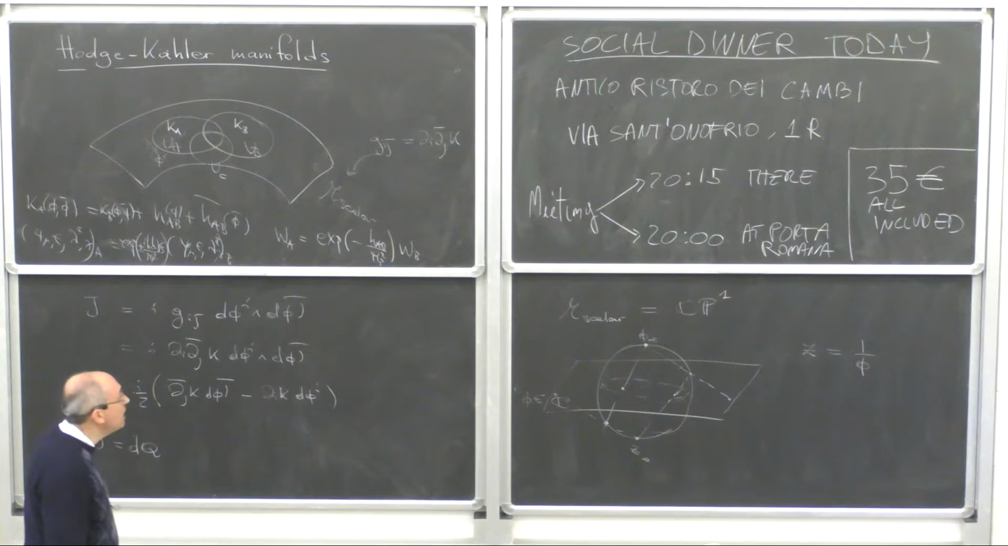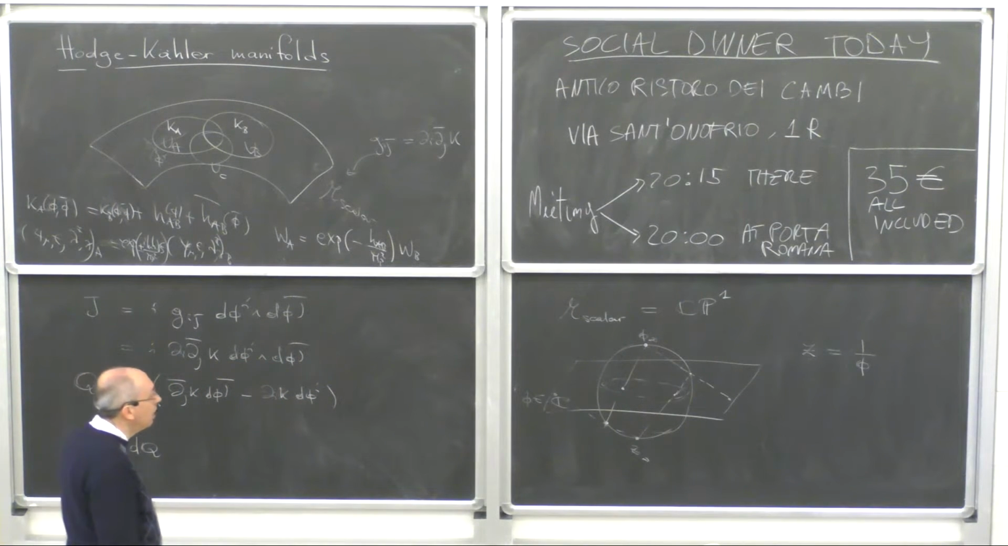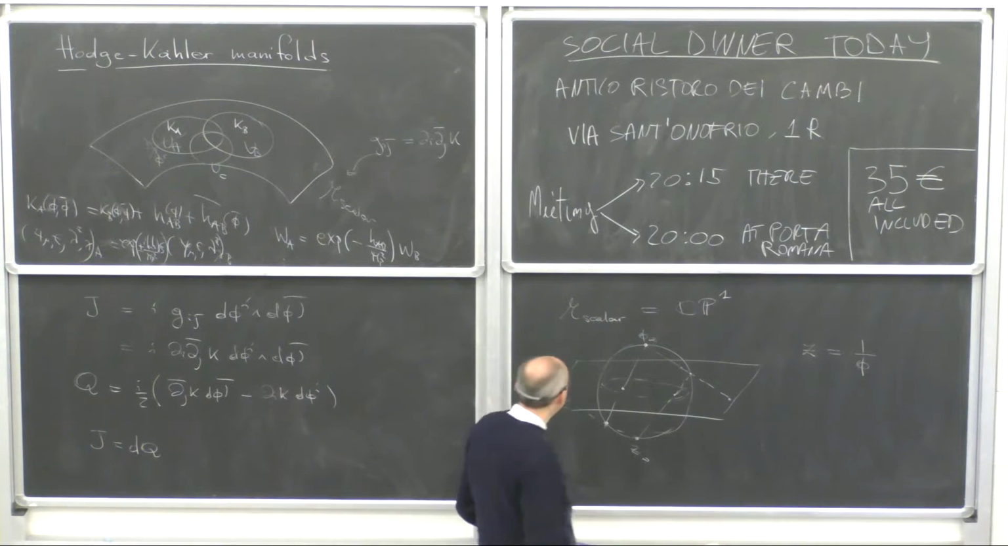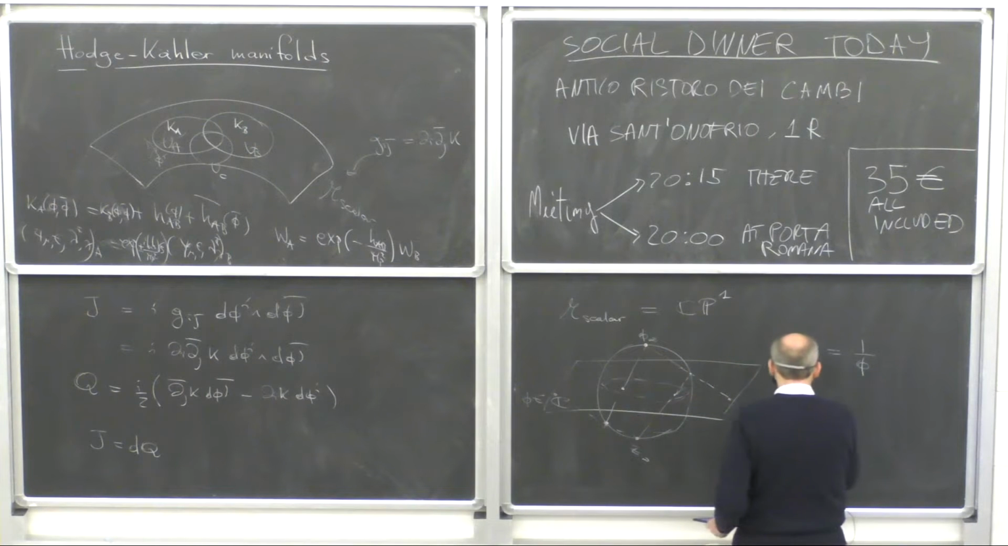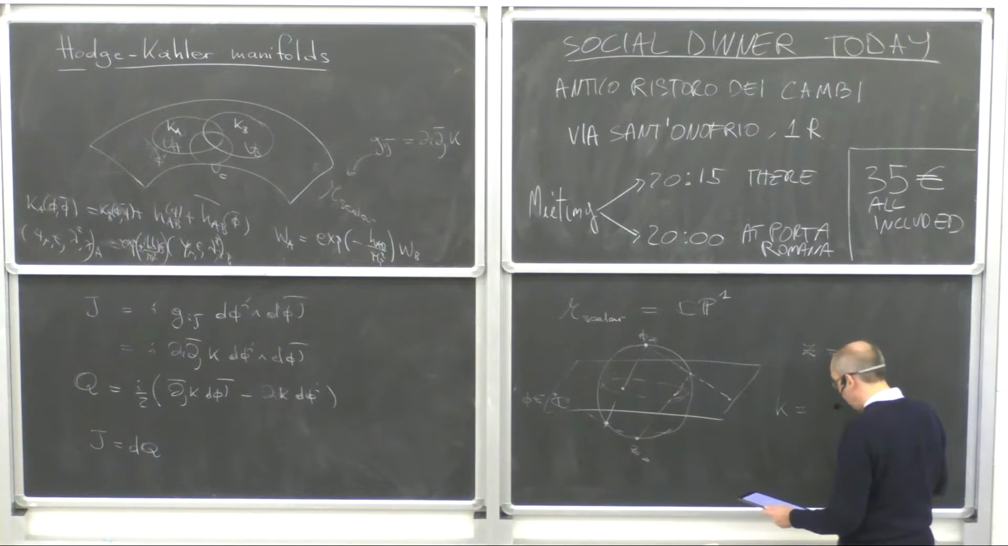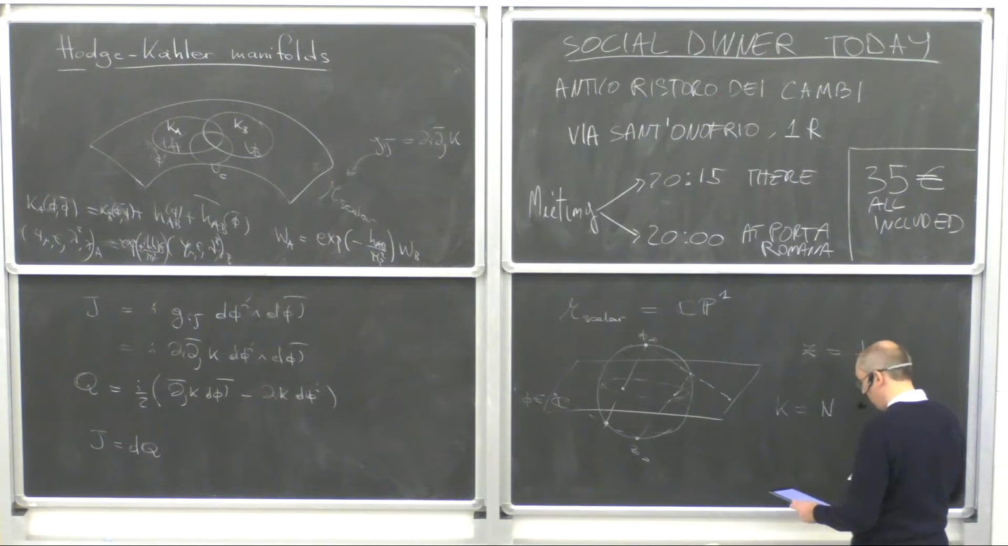So now, what is the metric that you can write down for such a manifold? Well, the Kähler potential that you can introduce is essentially a certain number here, which you can put to be whatever you like.